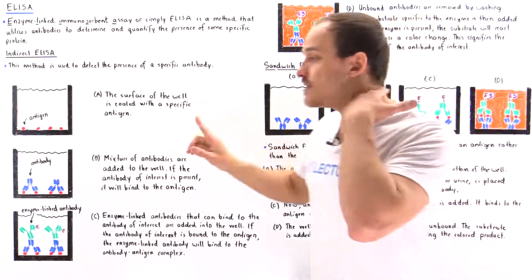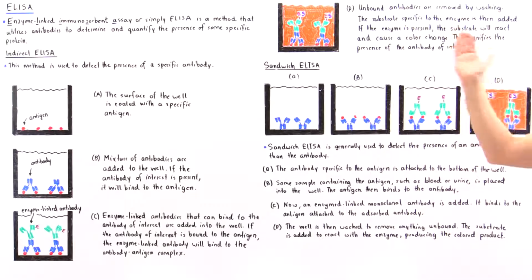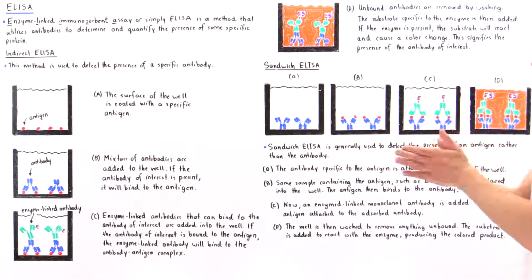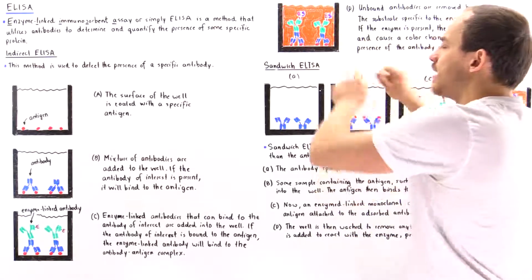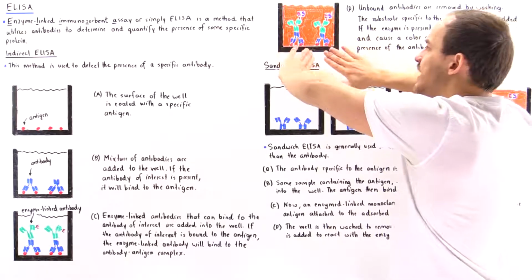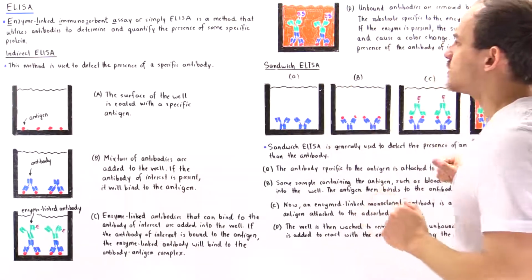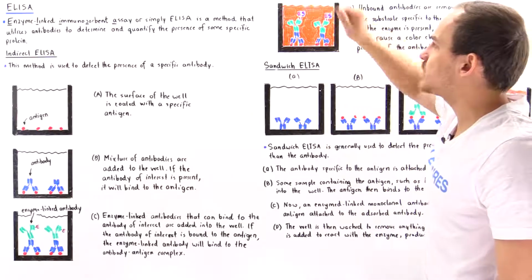Because if the antibody was not present in our sample, then following that washing process, we would remove any antibody that was not bound. And if that blue antibody was not bound to our red antigen, then we essentially remove everything that was present in our mixture, including these green antibodies that contain the enzyme.